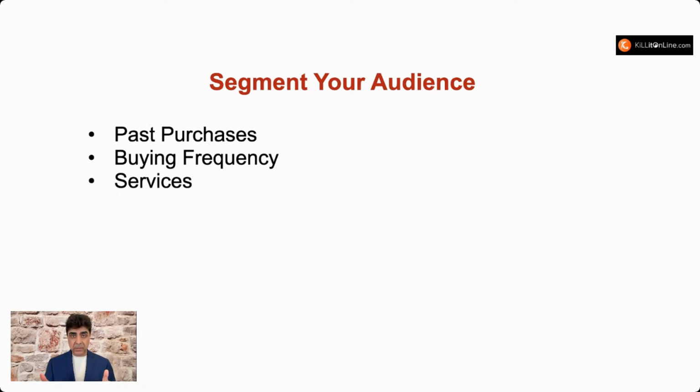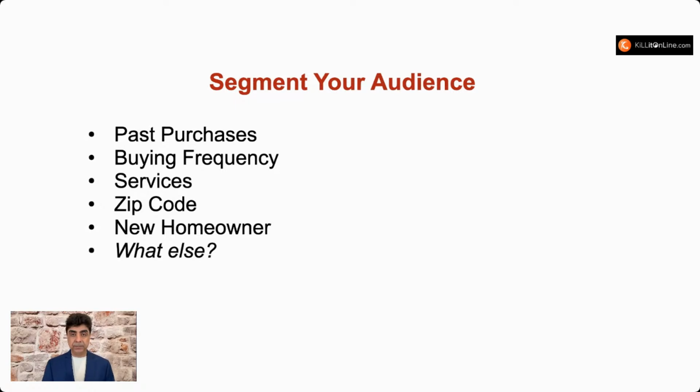If you have 10 different services, let's say you provide cleaning services, can you segment your audience on these are people who hired us for carpet cleaning, upholstery, rug cleaning, tile cleaning, floor cleaning, and so on, right? So you send them different emails, different messages, right? So can you segment your audience based on that, based on zip codes? Again, like I said, you can send different offers to different areas. Can you find new homeowners in your list? So you send them different offers. They probably need more of your services. So is there a way to do that? And what else, of course?